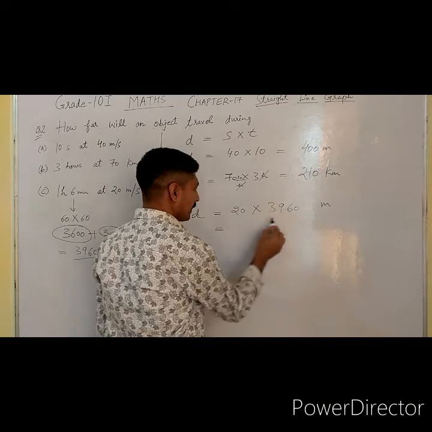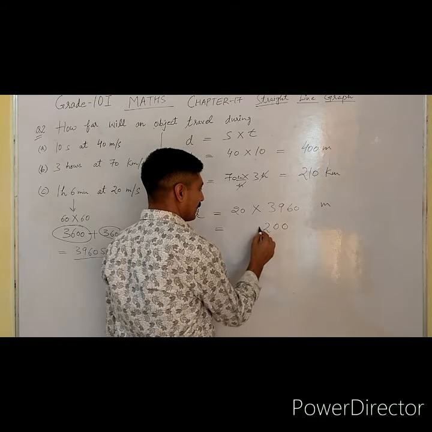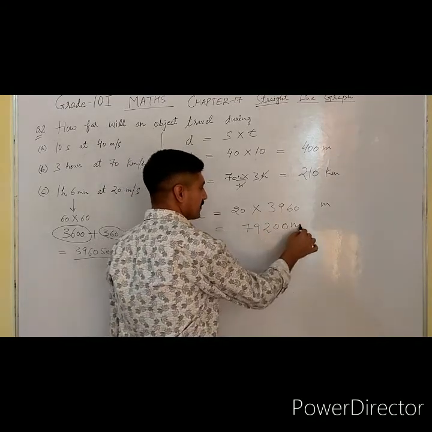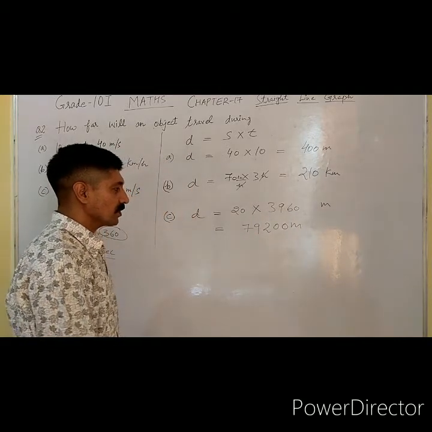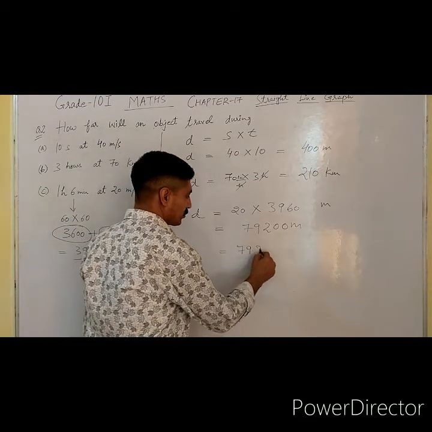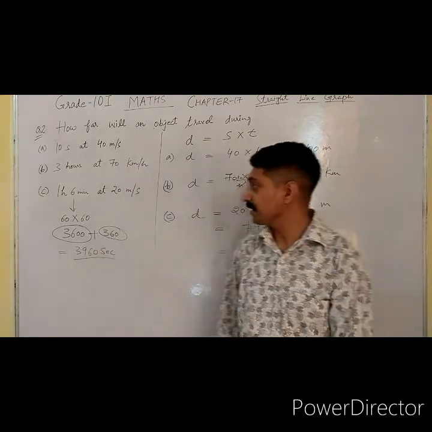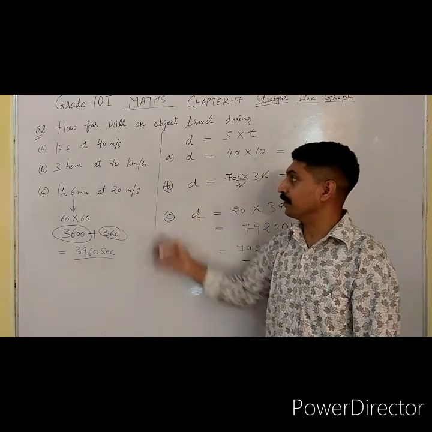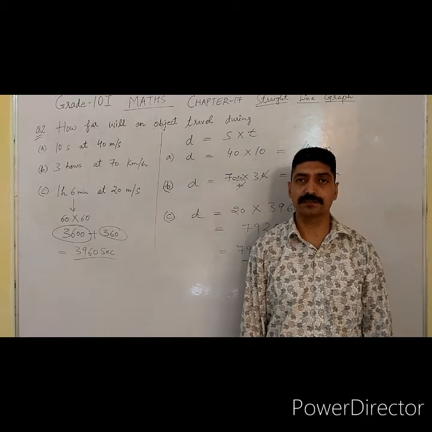So here we have the distance in meters, 79200. We can change it into kilometers also. So in kilometers we have the same distance, that is 79.2 kilometers, by dividing by 1000. So here we find the distance traveled when we are given the time interval and the speed of an object.